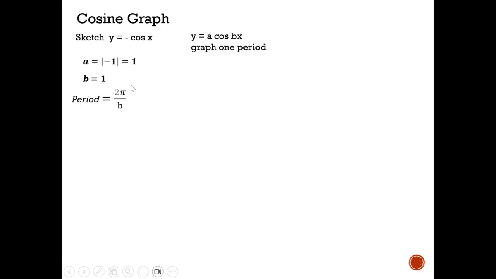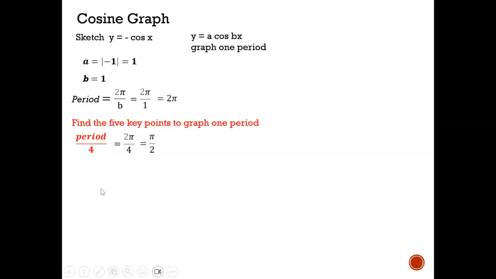So the period will be 2 pi over b, which is 2 pi over 1, which is 2 pi. Divide the period by 4, we get pi over 2. So we count by pi over 2: 0, pi over 2, 2 pi over 2, 3 pi over 2, and 4 pi over 2. And these can be simplified. The 2 pi over 2 becomes pi, and the 4 pi over 2 becomes 2 pi.